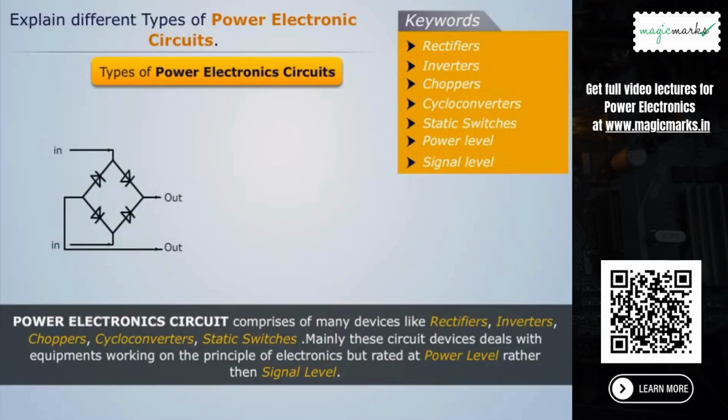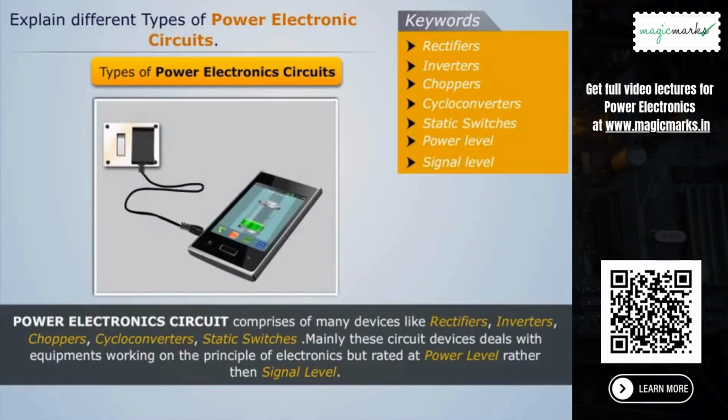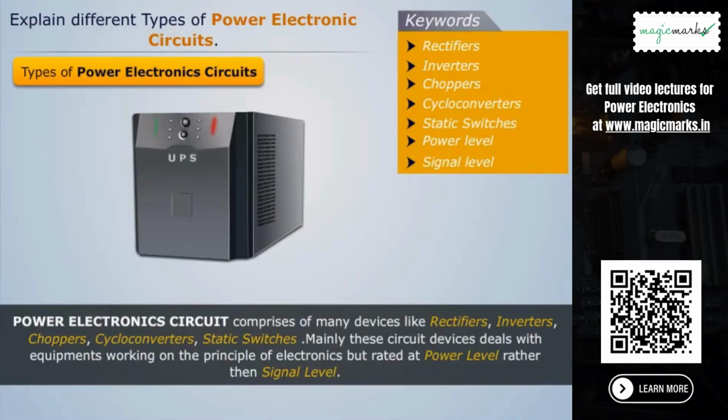Rectifiers. A rectifier converts AC input voltage into fixed DC voltage. The input may be single phase or three phase. Rectifiers are widely used in battery charging, the electroplating process, and UPS, that is, uninterrupted power supply.